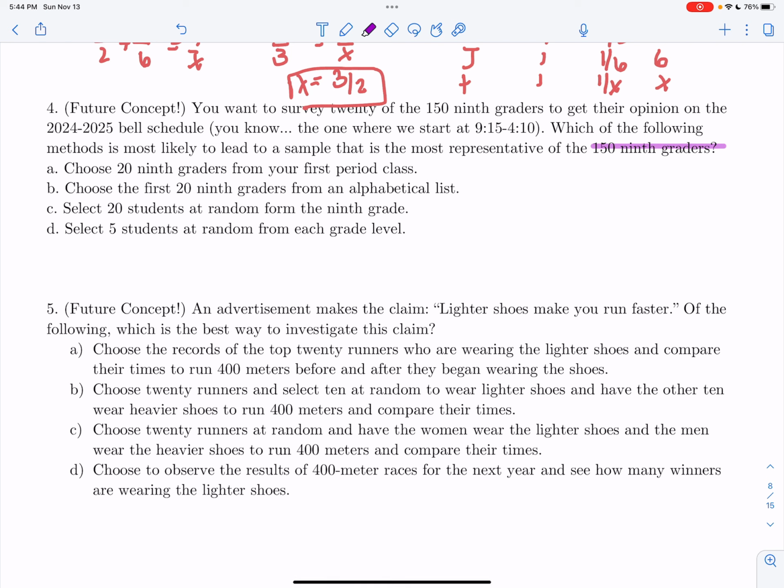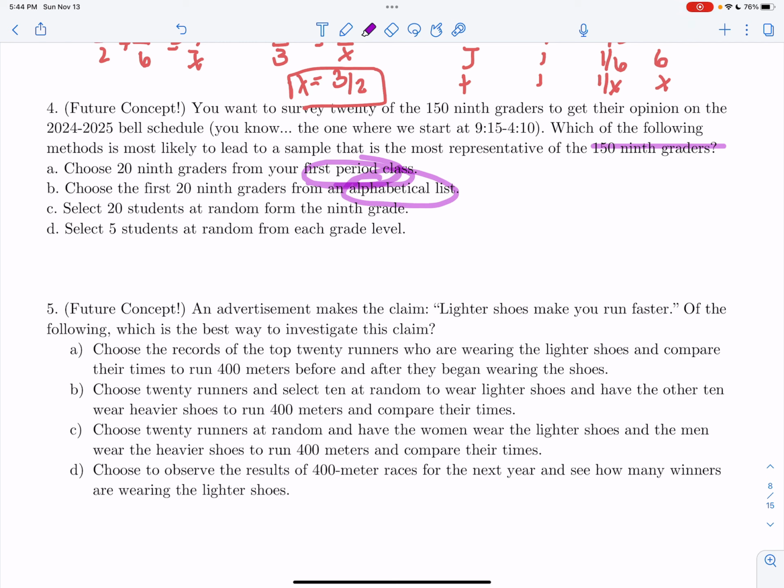A says choose 20 ninth graders from your first period class. Now, the reason why this one is wrong is because you're only looking at your first period class, not as a whole group. B, choose the first 20 ninth graders from an alphabetical list. Likewise, alphabetical list. The first 20 ninth graders might have a last name of A and call it a day. But those might be different from people that have a last name of C or F or G.